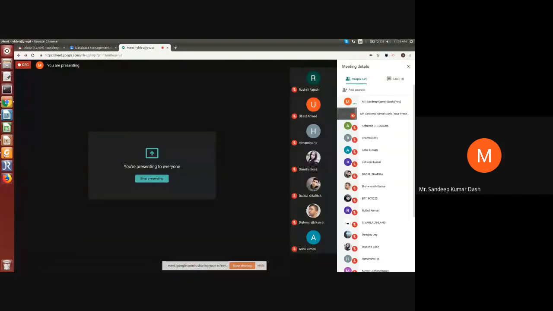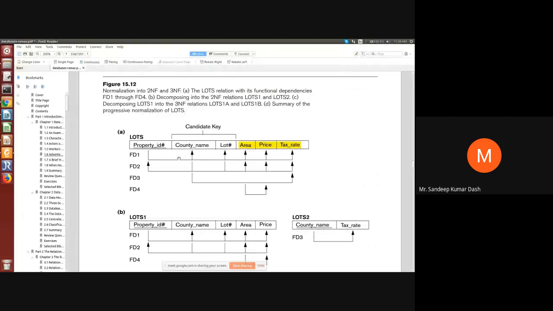Fine. Any doubt in FD1, FD2? These two are termed as full functional dependency. Now you see FD3. Here, this one is a non-prime attribute. It is dependent on county name, which is a part of the candidate key. In FD3, tax rate is not dependent on lot number, only on county name. So that's a problem. This is partial functional dependence because it should have been dependent on both the lot number and county name.